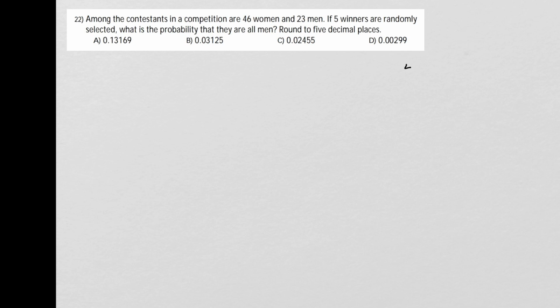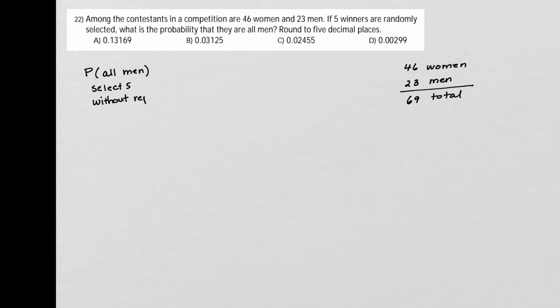So off to the side, I'm going to list my group, which is 46 women, 23 men. And so that means that there are a total of 69 people. So we want to calculate the probability that all the winners are men. And we're selecting 5. And this is going to be without replacement. If we want to have 5 winners, then we need to be selecting different people each time.